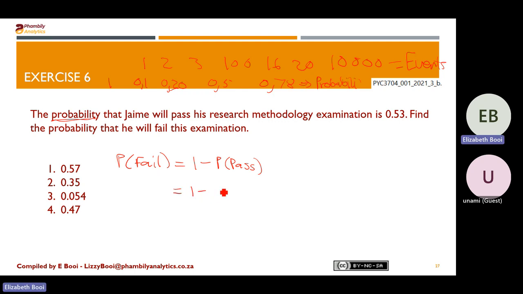So this will be 1 minus 0.53. And the answer is 0.47, which is option four.